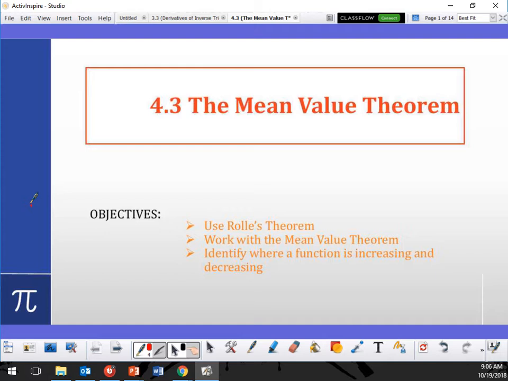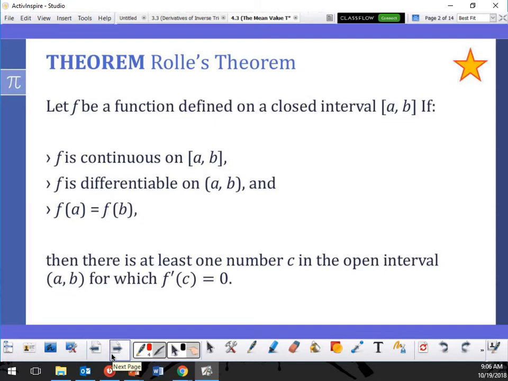Okay, so now, all right, let's start with Rolle's theorem. Rolle's theorem is actually interesting, and it only applies to one specific type of problem. It is defined on a closed interval from A to B, closed bracket, right? So it's continuous on A to B, differentiable on the open interval from A to B, and f of A is equal to f of B.